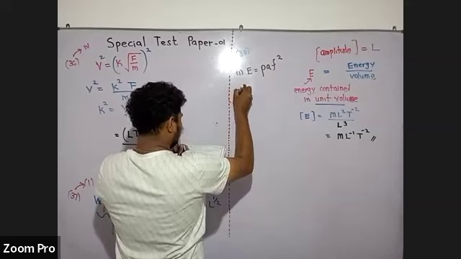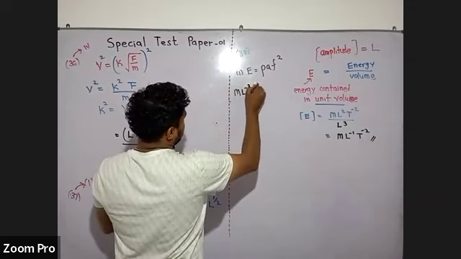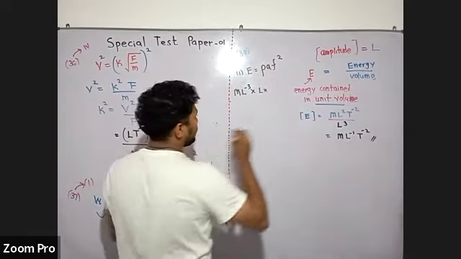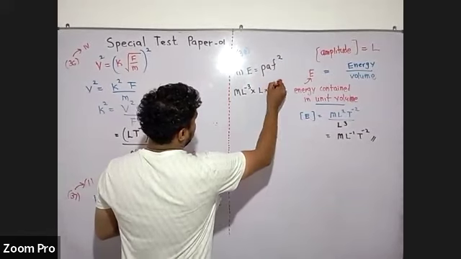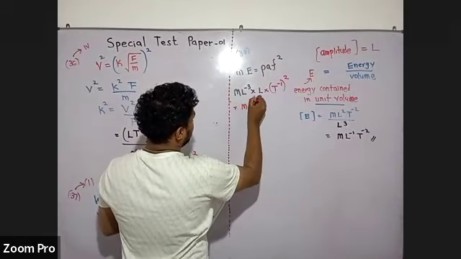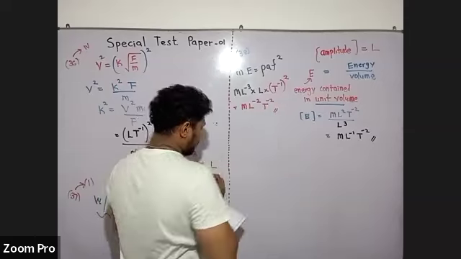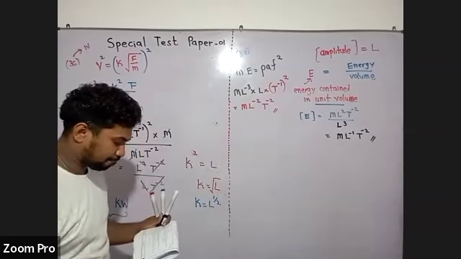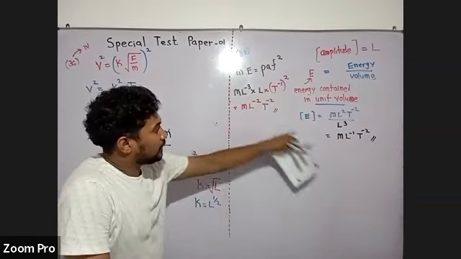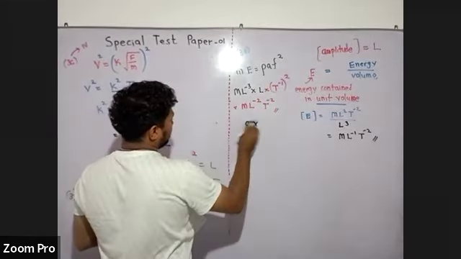Now P represents density, that is ML^-3, A means L, and F means frequency. You know the dimensions of frequency are T^-1, and we have to consider the square, then L^-2 T^-2. So this is the dimensions of this term, but it is not equal to E. So A is not the correct one.